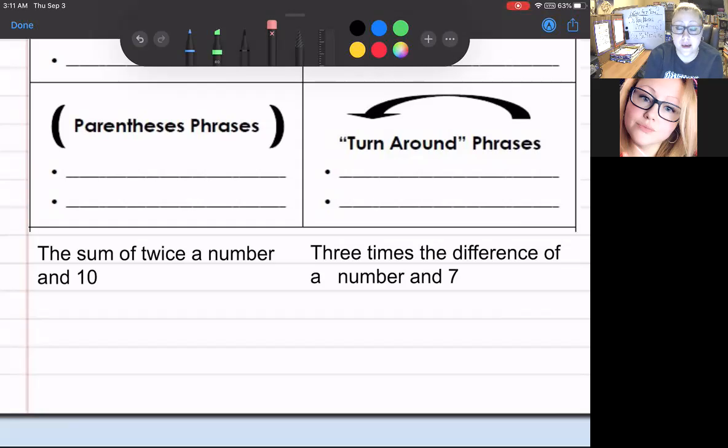And the only way to do that is to keep working on word problems, because usually that's how they trick us the most. I don't know why they want to. That's just what they do. So I'm going to do everything I can to help you not get tricked. So let's look at the first one, the sum of twice a number and 10.